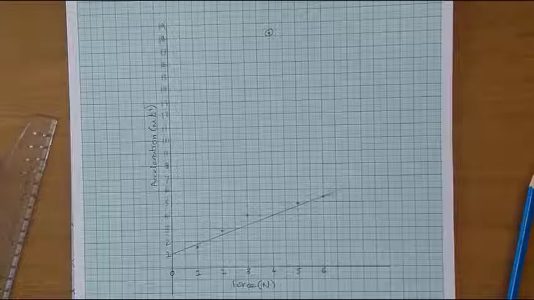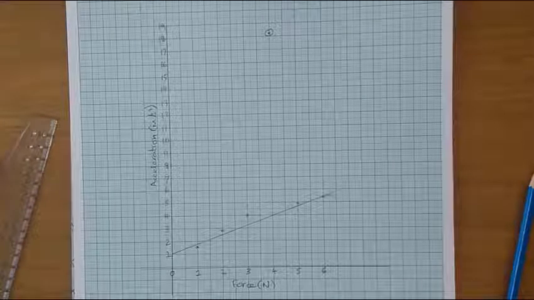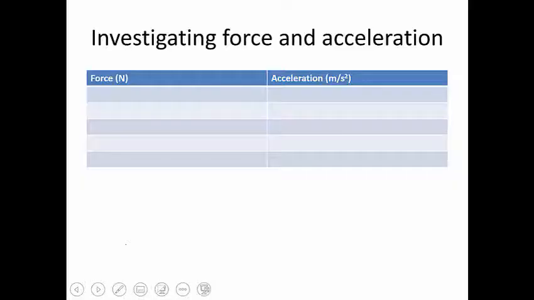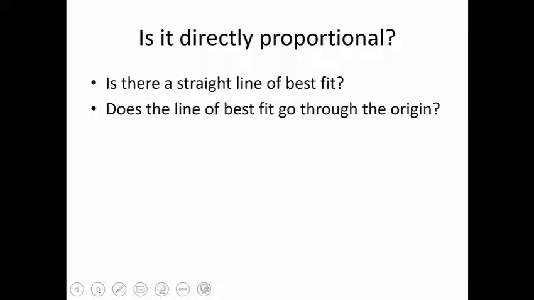Okay, this might have been a curve instead. You can draw a freehand curve instead of a straight line of best fit. So what we need to ask is, is the relationship directly proportional? Is there a straight line of best fit? Well, in my case, I did draw a straight line of best fit, so that would be a yes. Does the line of best fit go through the origin? No. So from my results, these aren't directly proportional.